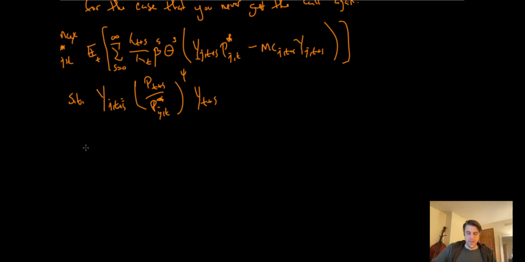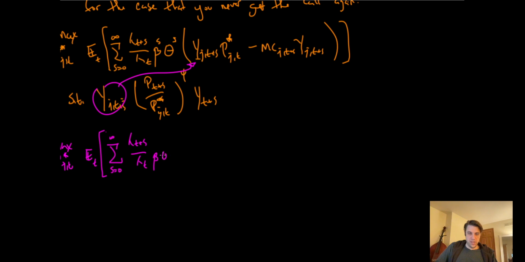Welcome back. Let's go. So we're going to maximize this infinite sum, but we know that the infinite sum doesn't matter, but we just have to carry it along with us. I'm going to begin by plugging in this here and looking for simplifications. Expectation at time t, sum from s equals 0 to infinity, lambda t plus s, lambda t, beta theta. I'll just move the s together, it doesn't matter.